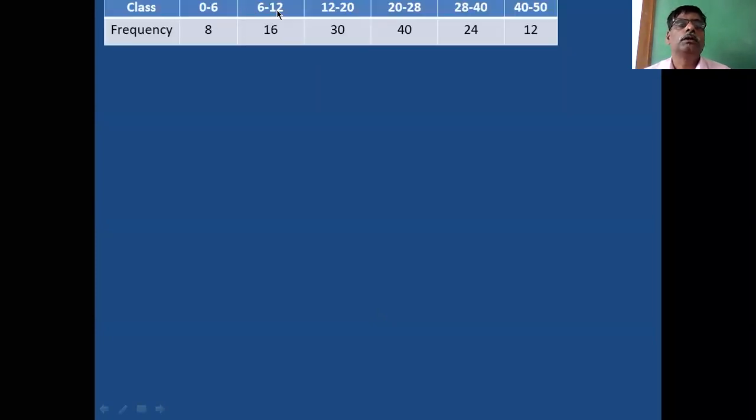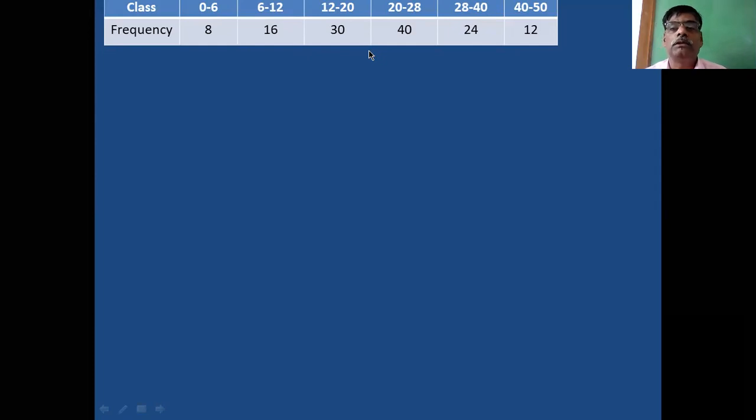Classes are 0 to 6, 6 to 12, 12 to 20, 20 to 28, 28 to 40, 40 to 50. And frequencies are like this: 8, 16, 30, 40, 24, 12. In this case, the class intervals are not the same. First class interval is 6, second class interval is 6, third class interval is 8, fourth is 8, fifth is 12, sixth is 10. Okay, if the class intervals are different, you have to modify the frequencies.